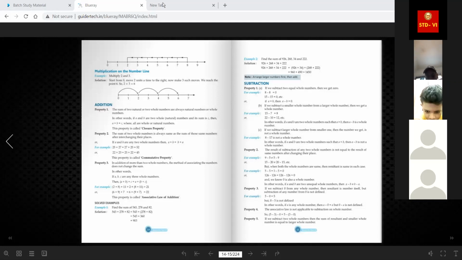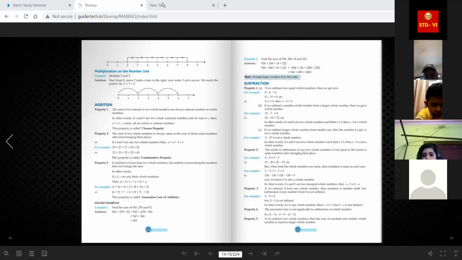When we go on to learn the integers, at that time it will be defined. Okay, and the session has started recording.